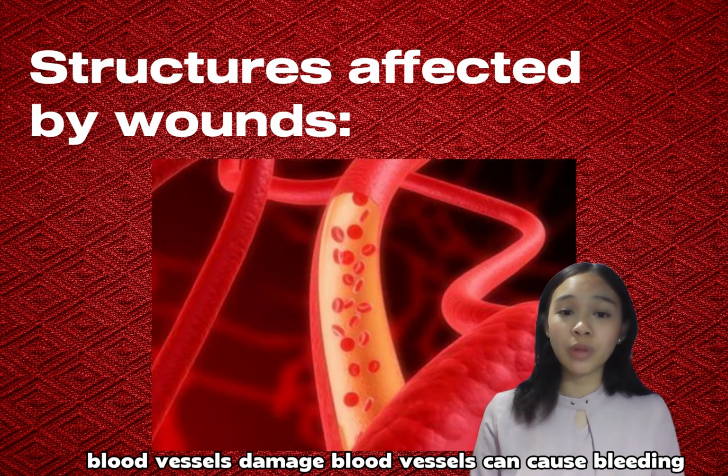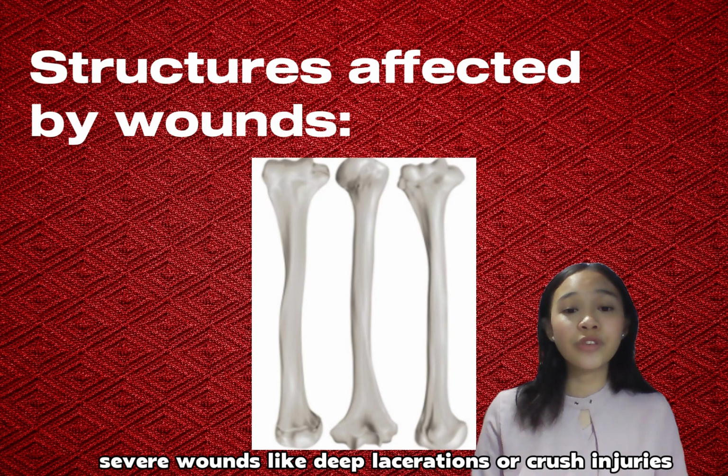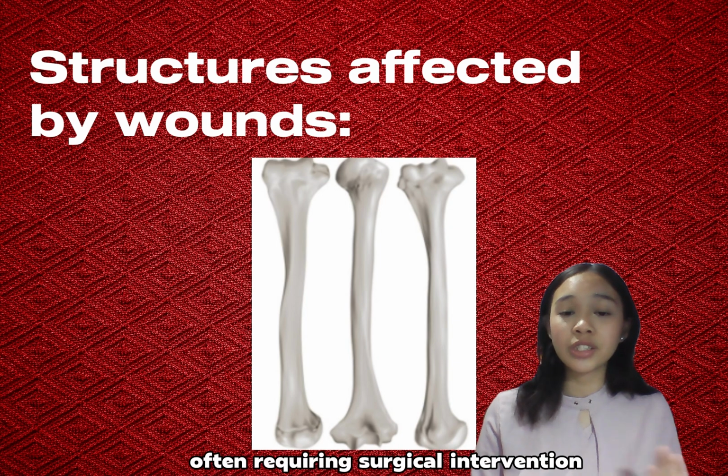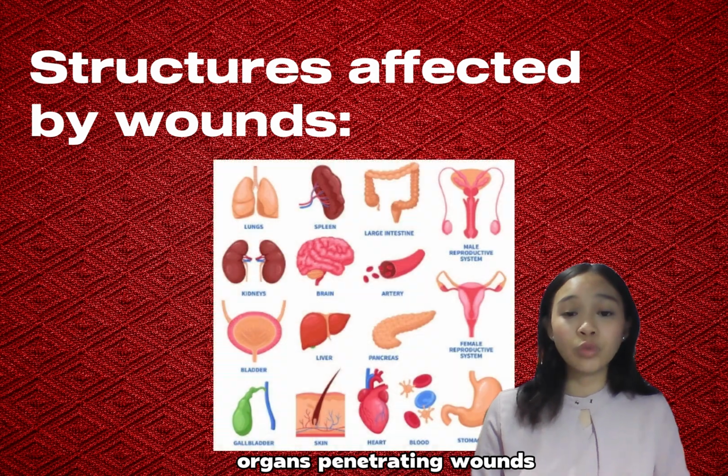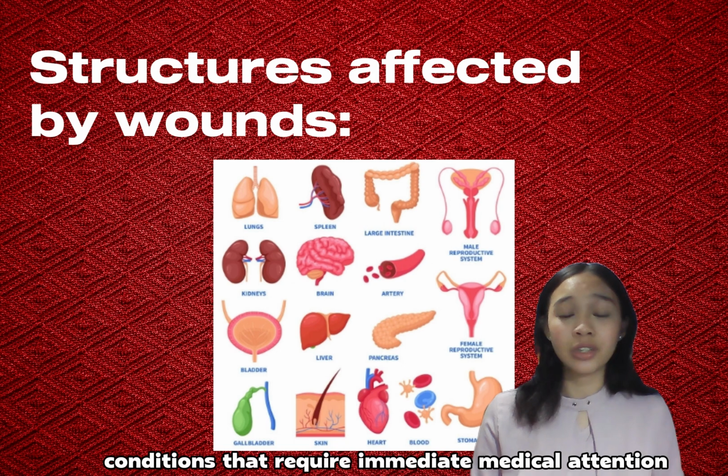Blood vessels. Damaged blood vessels can cause bleeding, bruising, and reduce blood flow, which can impair healing. Bones. Severe wounds like deep lacerations or crush injuries can fracture bones or cause inflammation, often requiring surgical intervention. Organs. Penetrating wounds or trauma can damage internal organs, leading to life-threatening conditions that require immediate medical attention.